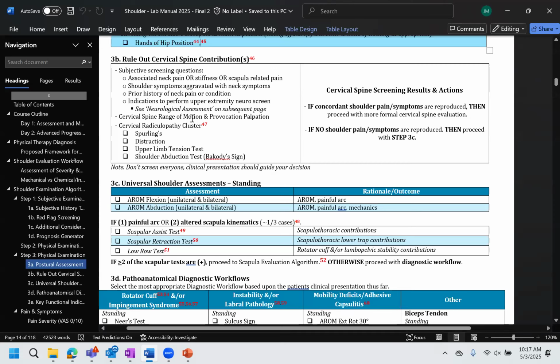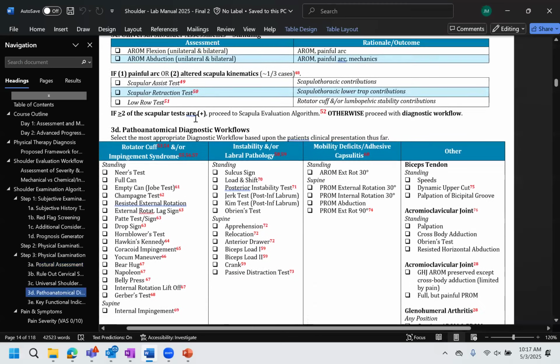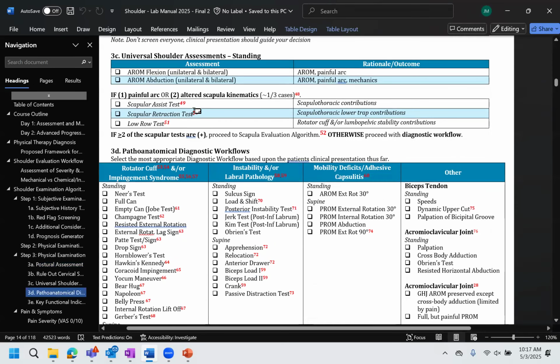I would love the opportunity to go through the cervical spine, but we're going to focus our efforts solely on the shoulder complex for the moment and for the remainder of the course. The way we've broken it out is you have step 3C, and then you have more pathoanatomical diagnosis workflows in 3D.